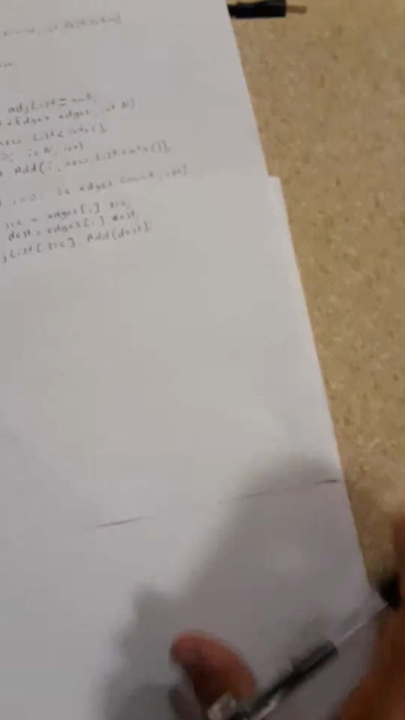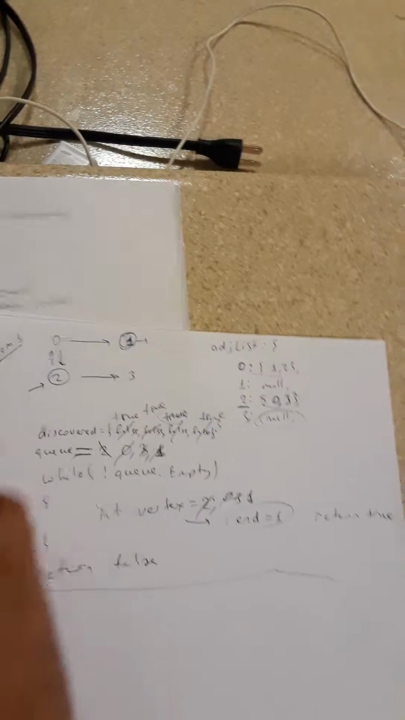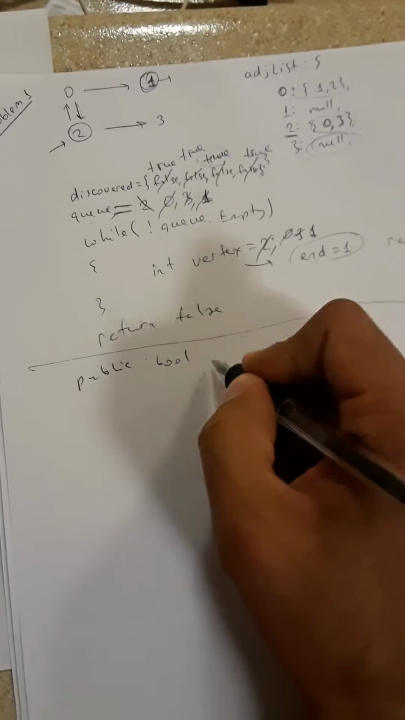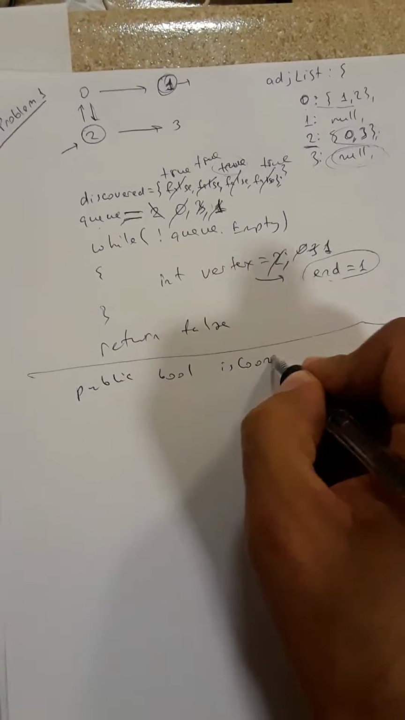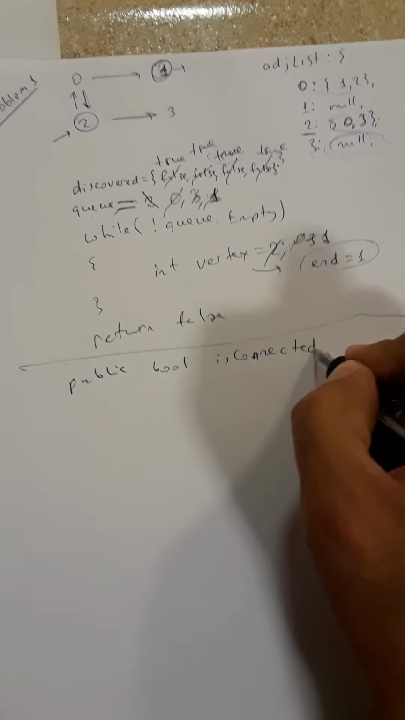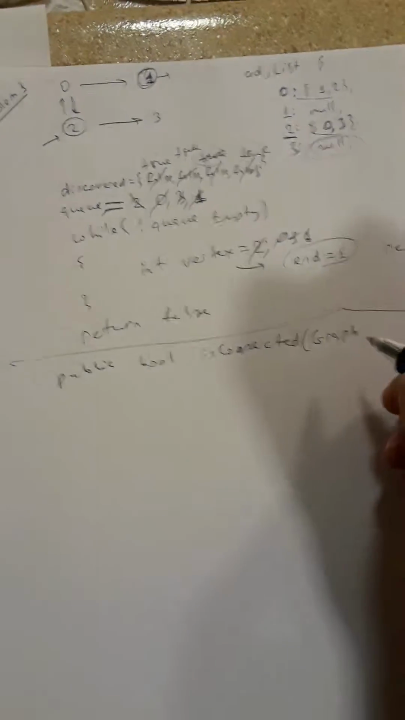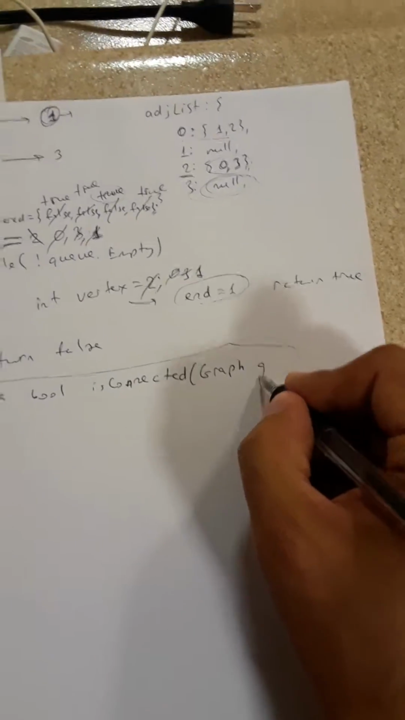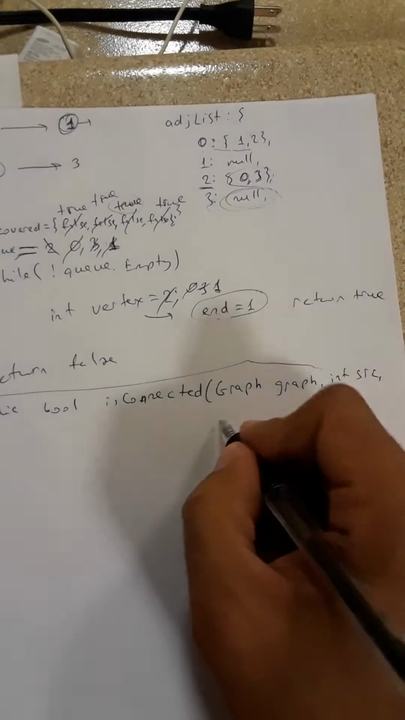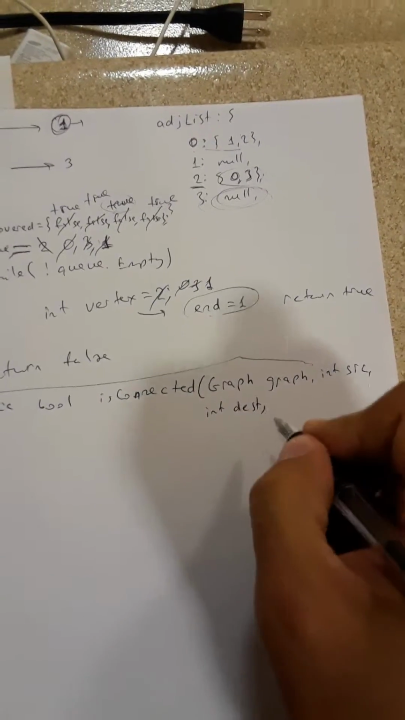And our code for finding out the path will be as follows. It will be called isConnected. The input parameters will be the graph itself, an integer source and an integer destination.